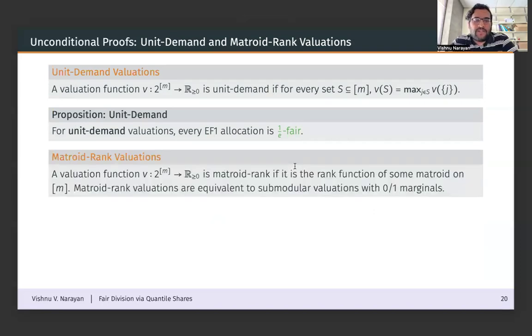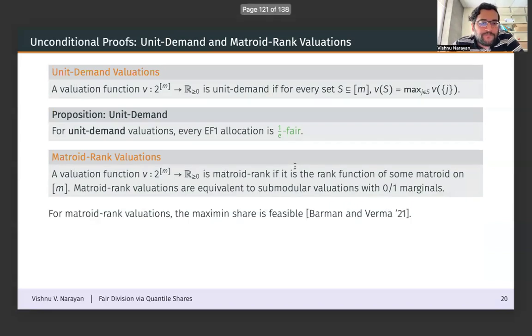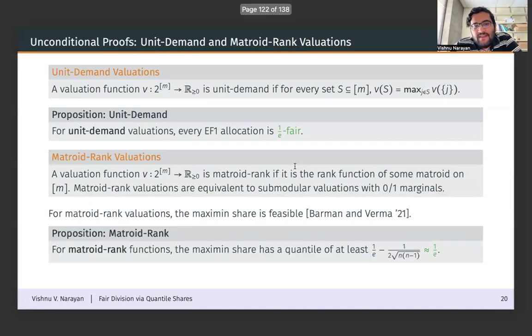And for matroid rank valuations, where your valuation is the rank function of some matroid, it's known that the maximum share is in fact feasible. And we show that the maximum share has a quantile of at least 1 over e minus some small factors, so approximately 1 over e. And this is asymptotically tight for matroid rank valuations as well.